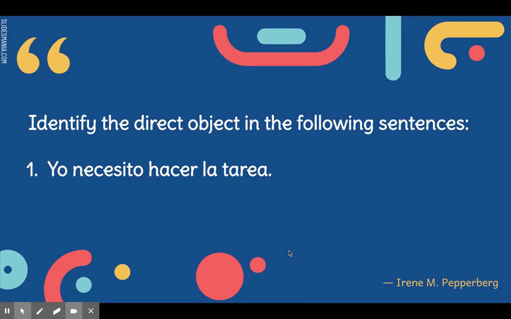We're going to use the same sentences we already identified the DO for. So earlier we decided that yo necesito hacer la tarea. We decided that la tarea was the DO. What was my DOP? I'm going to pick la because tarea is singular and it's feminine. So I need to rewrite this.